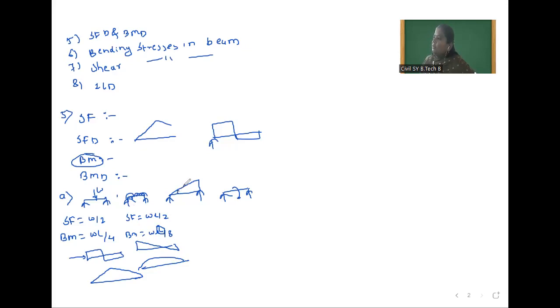After that, we have solved for uniformly varying load. For this, you have to remember the shape of shear force diagram and bending moment diagram, because values will not be asked, as the values are in points. So the shape for shear force diagram is parabolic, and for bending moment the shape will be cubic polynomial.